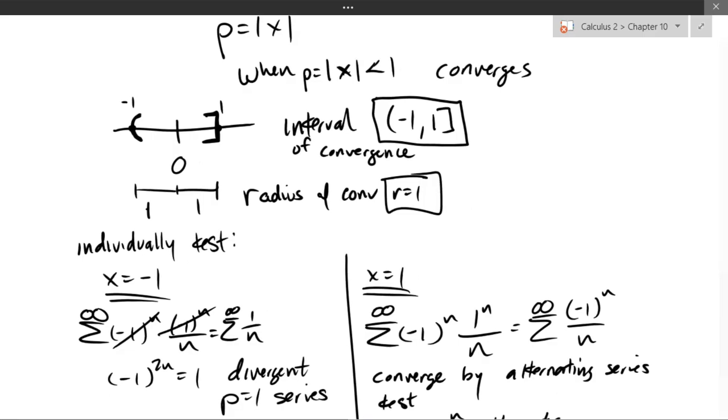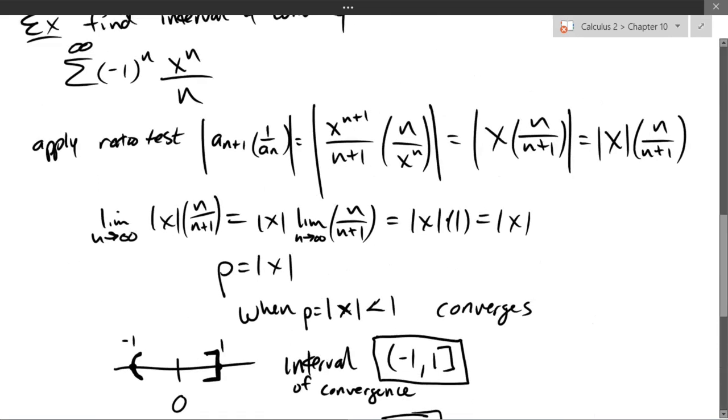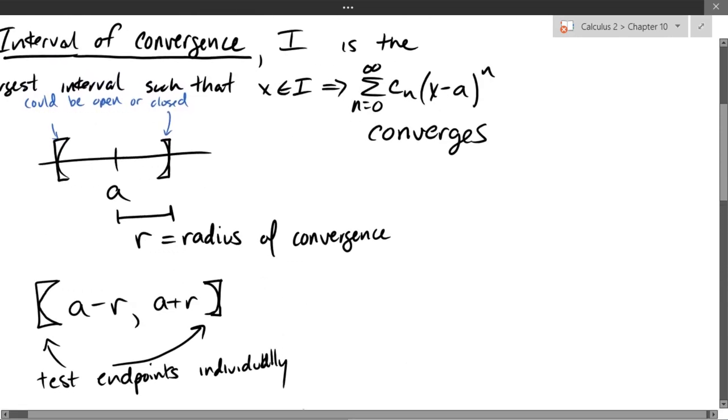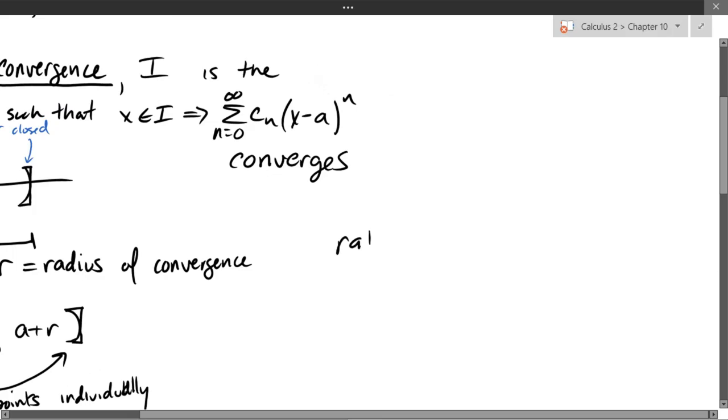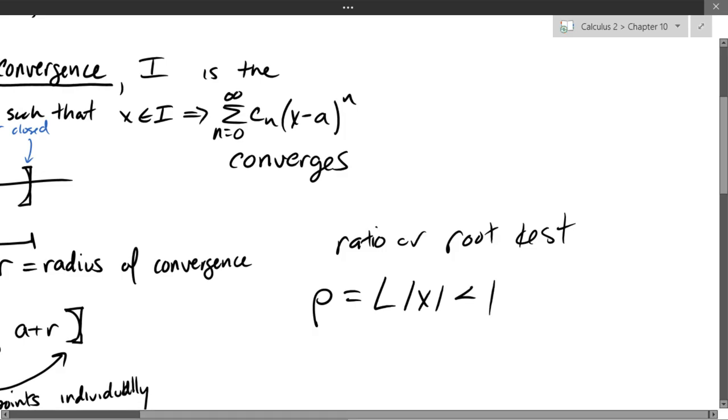So radius is just what you get from the limit once you take the x out? It would be, so when we do our ratio or root test, whichever one we do, let's see if there's some room up here. So when we do the ratio or the root test, we'll get some limit L. It's basically going to look like rho equals L, some number, our limit number, times absolute value of x. And we want this to be less than 1 for convergence.